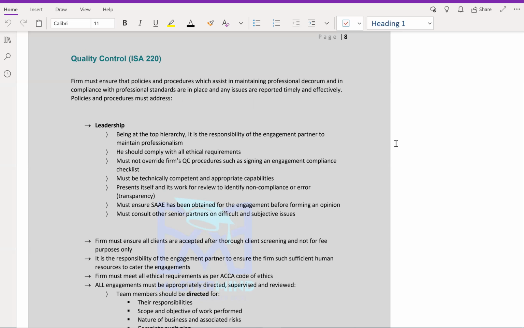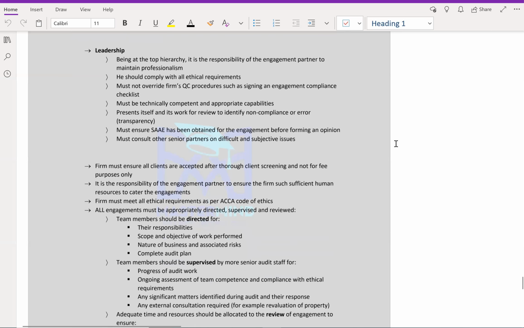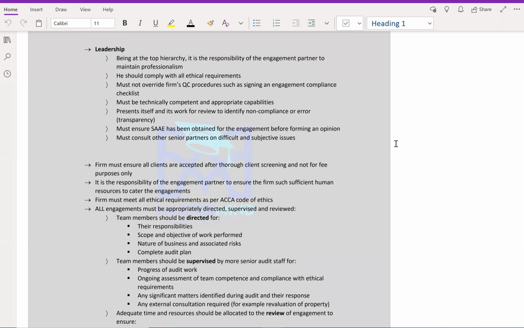Policies and procedures must address leadership, which is what? Who is responsible for setting the tone down the lane? The engagement partners. All right. He should be the one setting down the tone. He should be the one presenting himself for accountability.